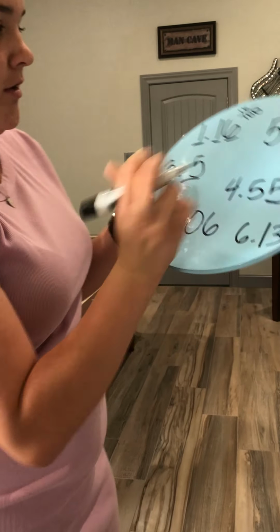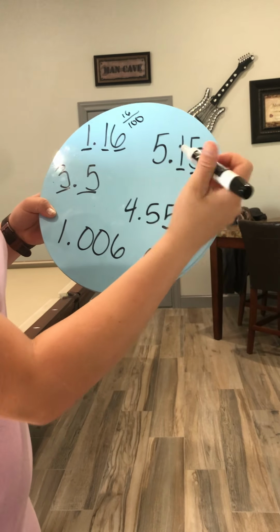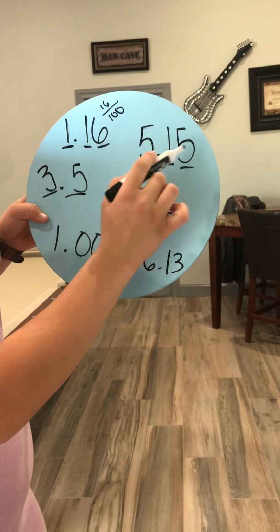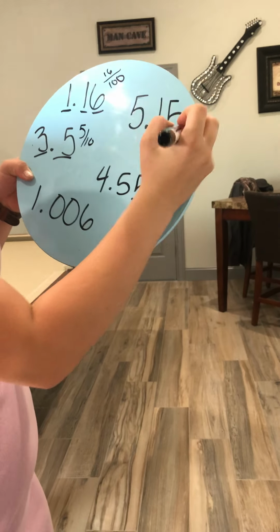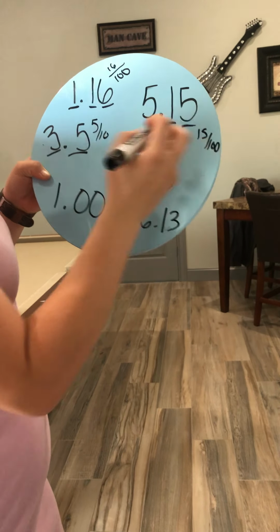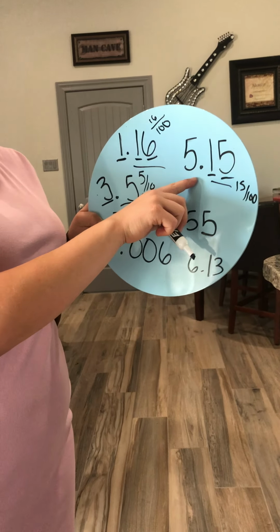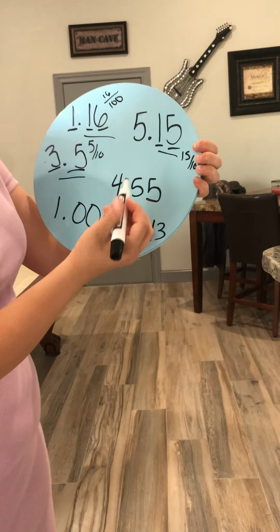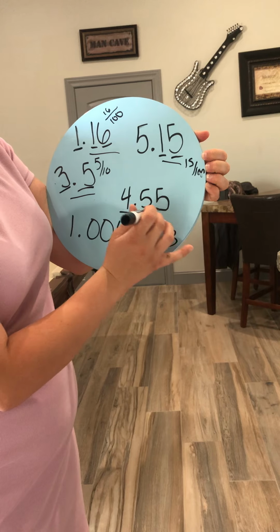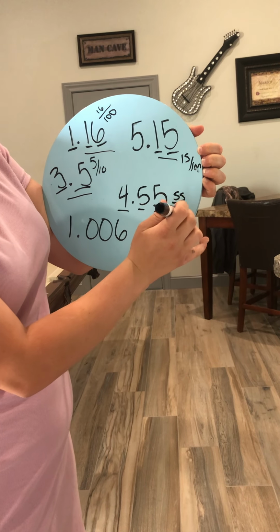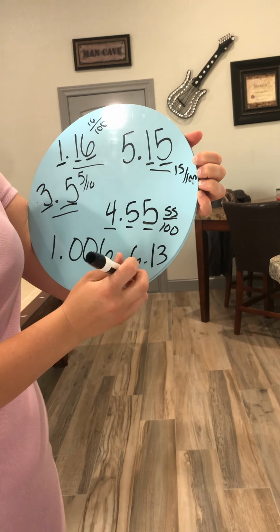Here we have two digits. Remember, 2 is always hundredths. So we have 5 and 15 hundredths. This is always telling us what the fraction is and what is being exemplified on the right side of the decimal. Here we have 4, your whole number, and 55 hundredths. Here we have 6 and 13 hundredths.